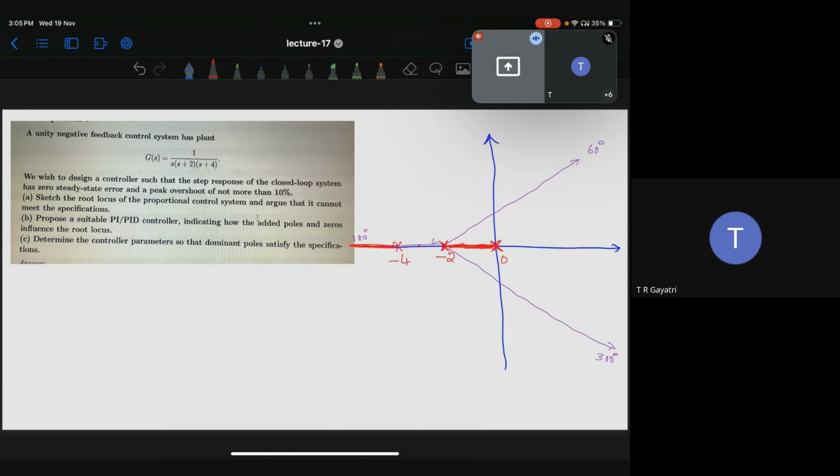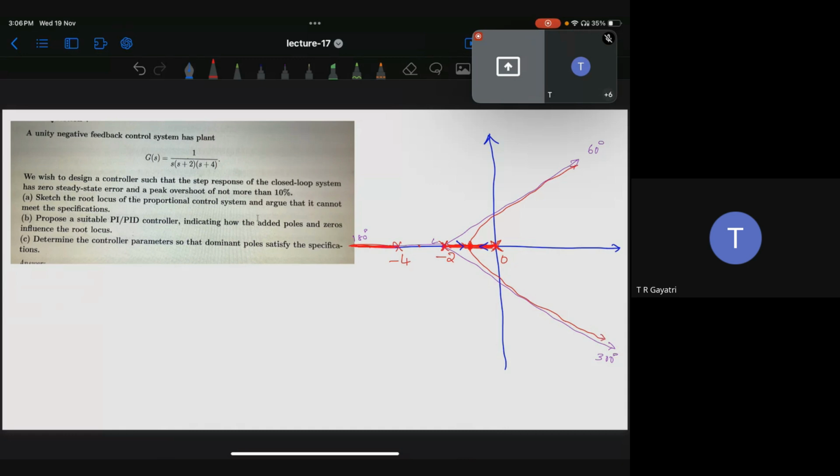Now these two poles travel in opposite directions, like this. They'll meet at a particular point, and then one pole will move in this direction and the other pole will move in that direction.